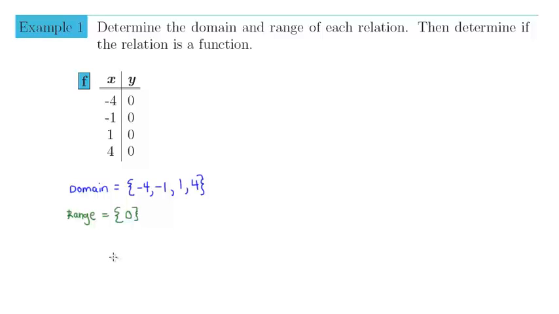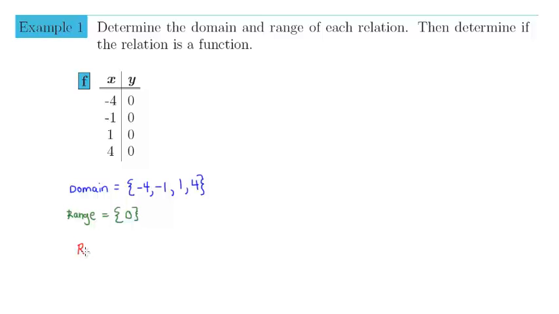Now, is this relation a function? That is, does every element in the domain map to at most one element in the range? Again, how do we determine this? Well, we look at our x values to see if they repeat, to see if 4, for instance, would go to more than one element in the range. But notice 4 only goes to 0. 1 only goes to 0. -1 only goes to 0, and -4 only goes to 0. Each element in the domain maps to one element in the range. They all map to the same element, but they still only go to one element each time.